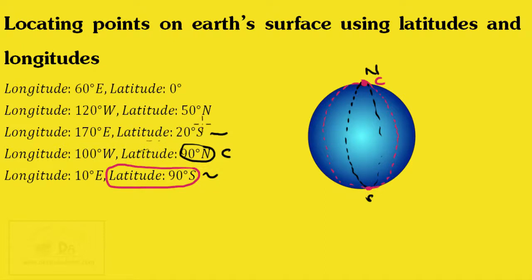So you can try and locate this point at home. All you have to do is locate the meridian that is 170 degrees to the east from the prime meridian, and then locate the latitude, which is just going to be a small circle parallel to the equator. You have to find the latitude that is 20 degrees to the south of the equator. So you know that small circle is going to be below the equator, to the south.